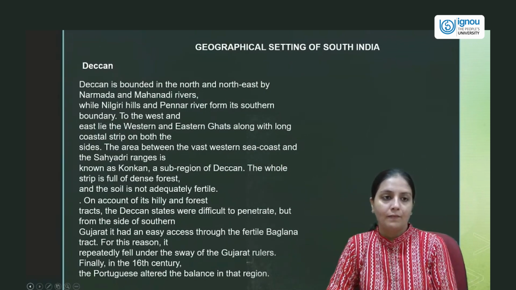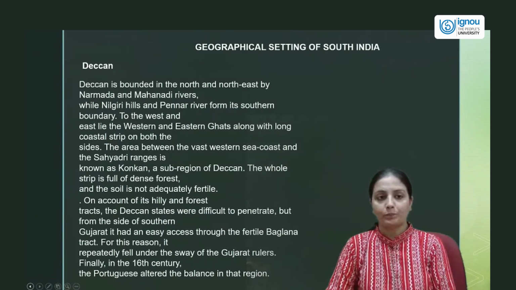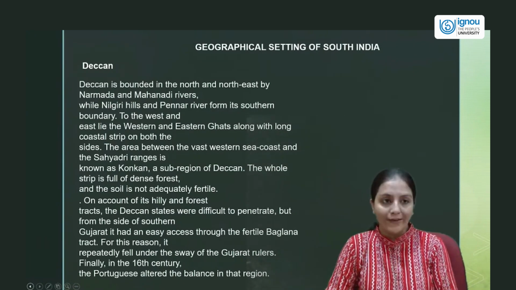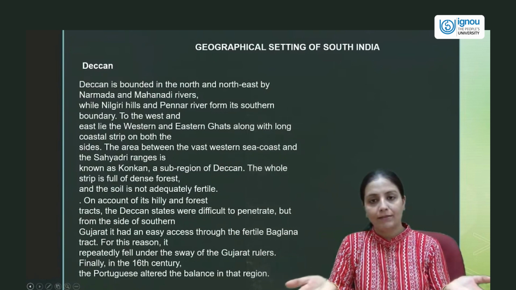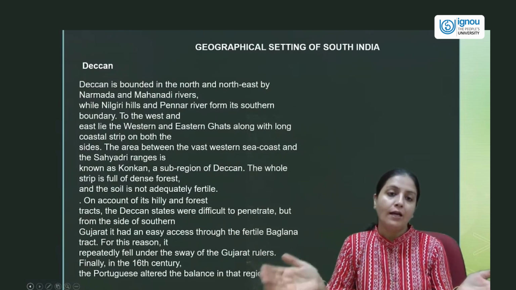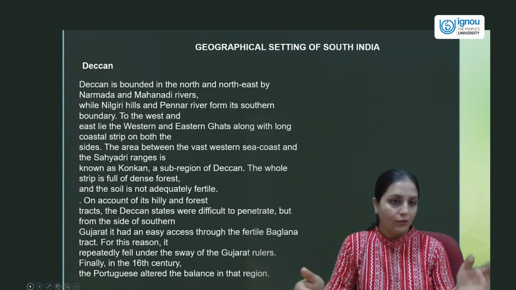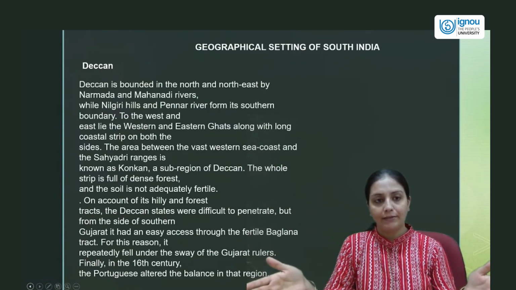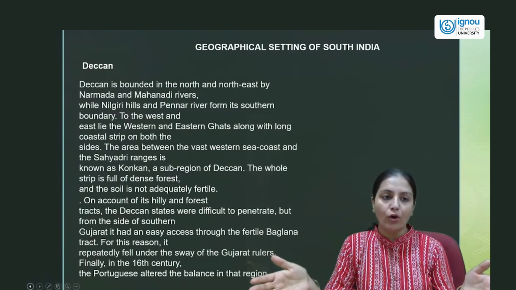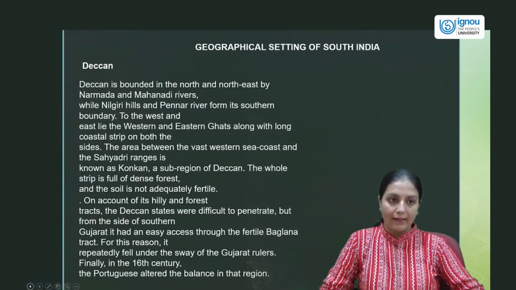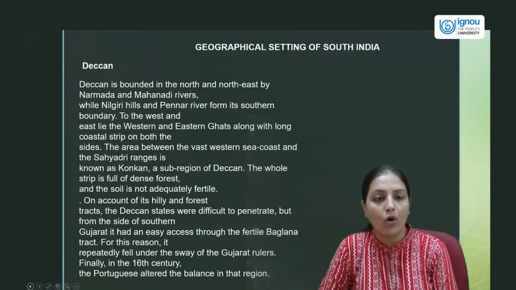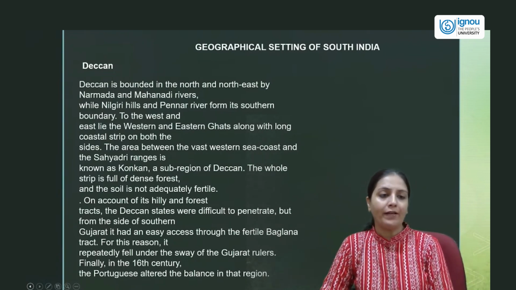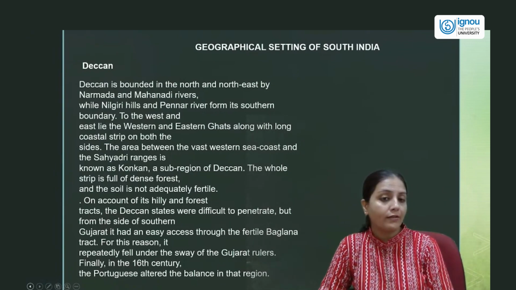The Nilgiri Hills and Pennar River form its southern boundary. To west and east lie the western and eastern Ghats. If you see the map of India, you will see the western Ghat and eastern Ghat, along with a long coastal strip on both sides. The area between the vast western sea coast and the Sahyadri ranges is known as Konkan. Konkan is a sub-region of the Deccan.